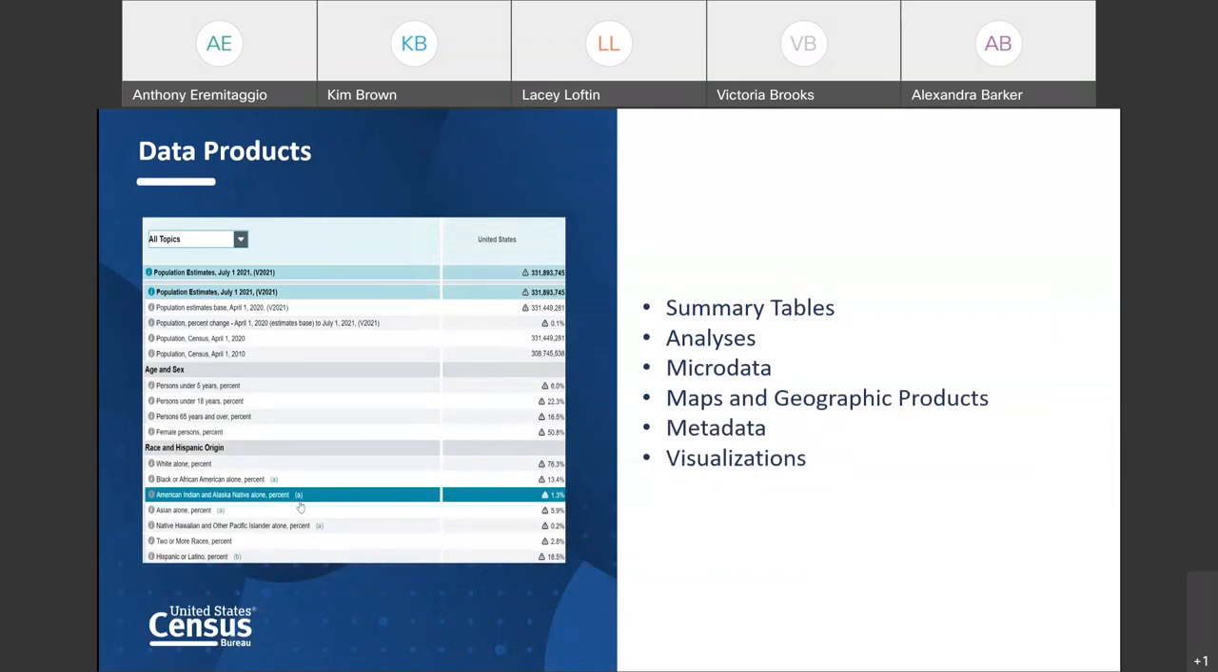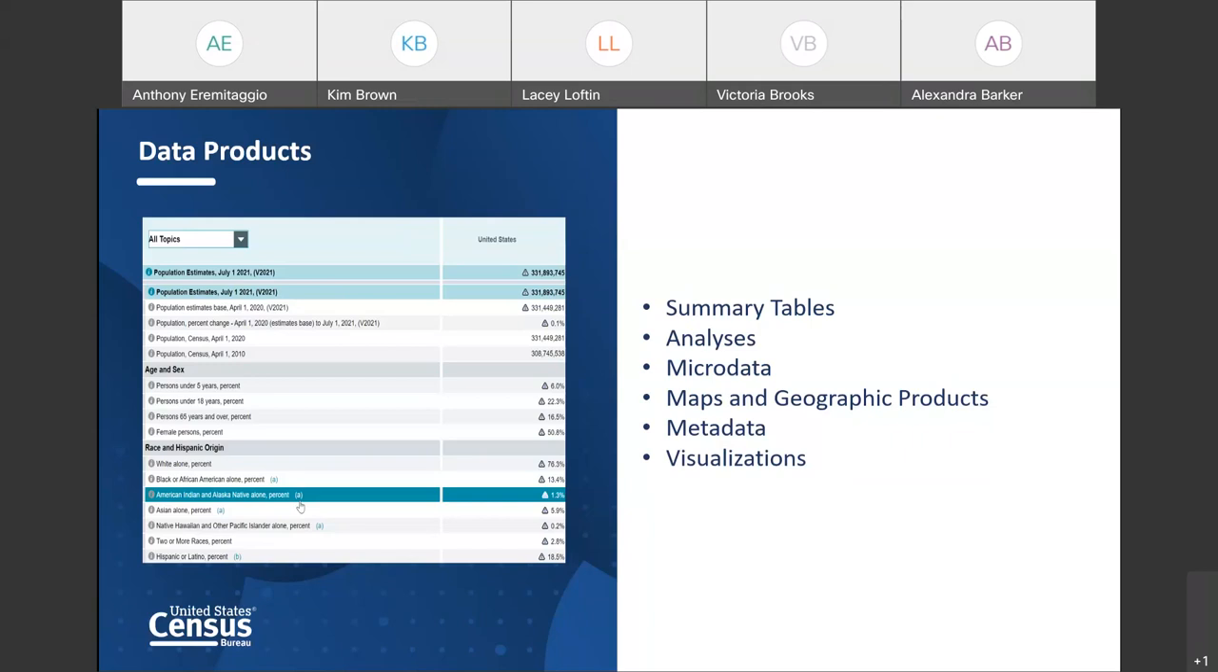The data products that we make available, this is by no means all the list. This is just some of the things that we make available. We have summary files available. We have analysis, microdata, maps and geographic products, metadata, visualizations. We have data profiles. We routinely provide these types of data products depending on the survey or the program that you might be working with. Some may be a little more limited than others. You'll have to check when you get into the tools to see the availability.